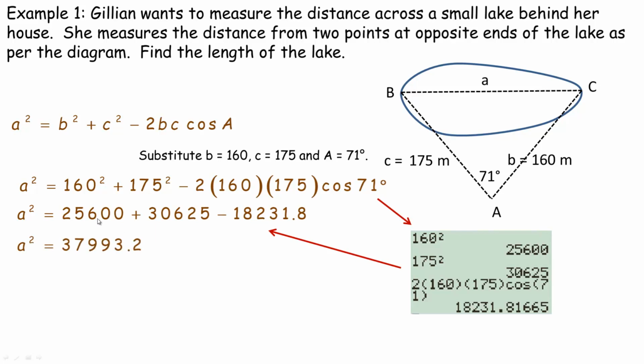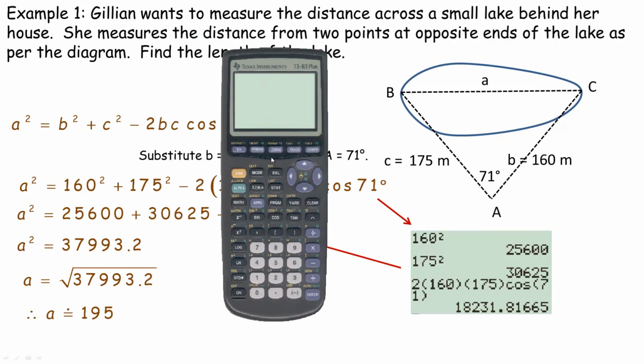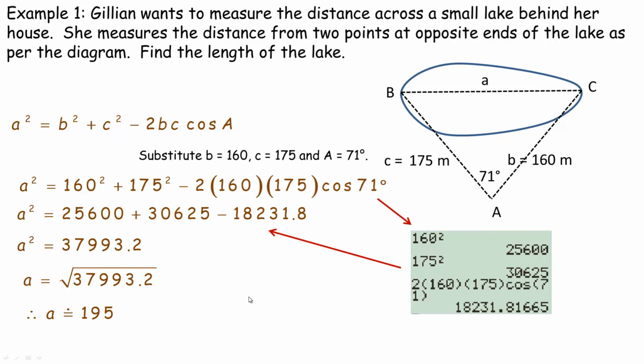So this number plus 25,600 plus 30,625 minus this 18,000 number is 37,993.2, and then in order to solve for A, we take the square root of that. And so A works out to be 195. Maybe we'll bring the calculator back here for a second. So square root of 37,993.2. So 194.9, so I'm rounding to the nearest whole meter because these are rounded to the nearest whole meter. So the lake is about 195 meters long.